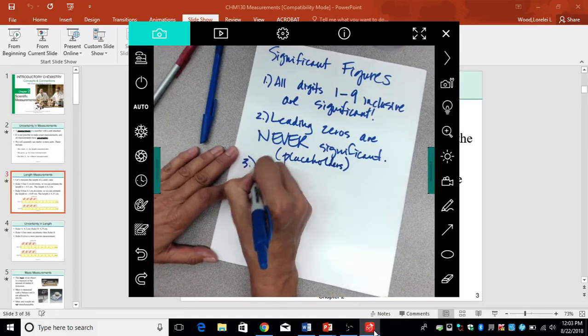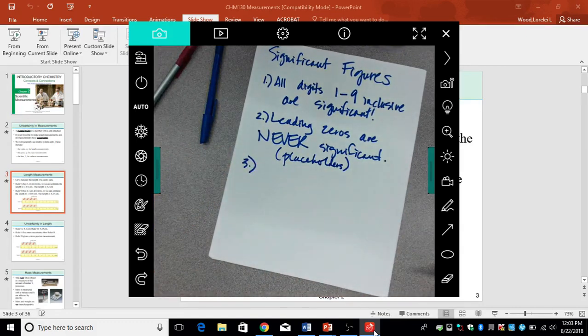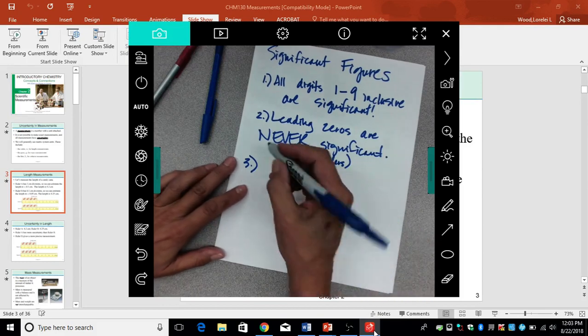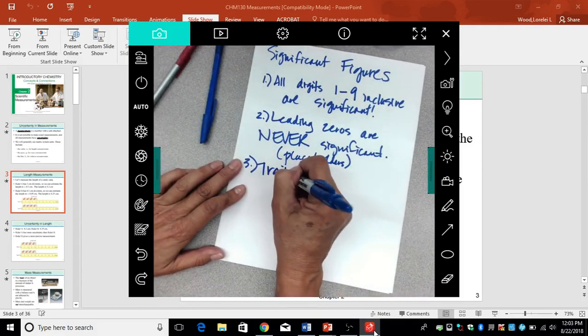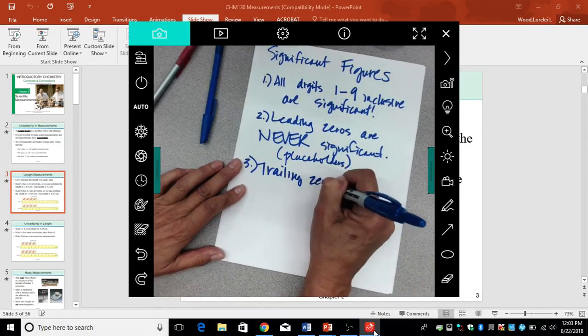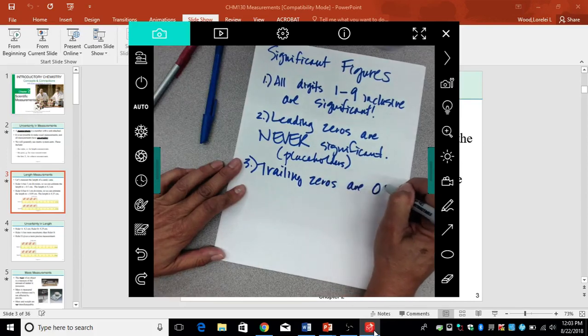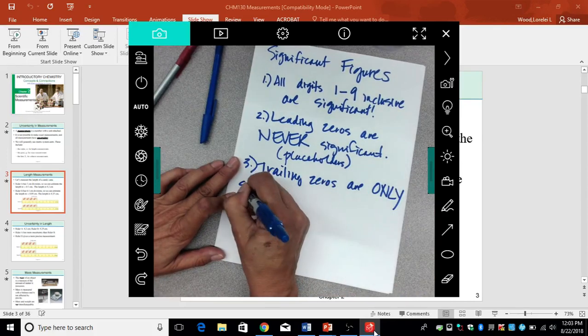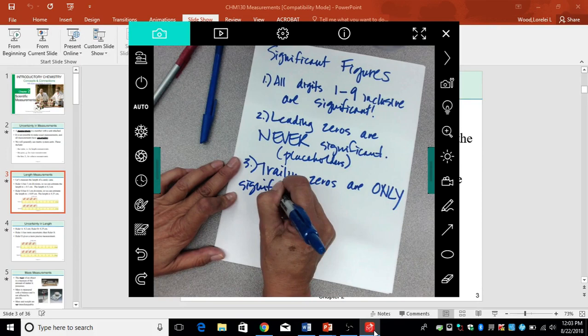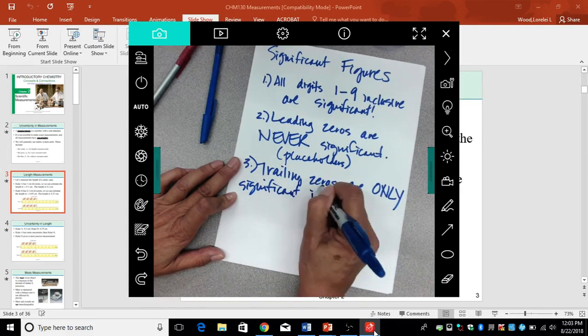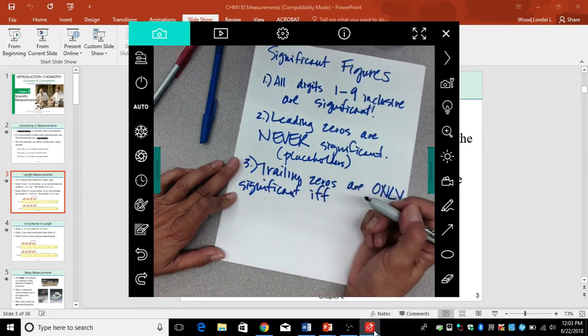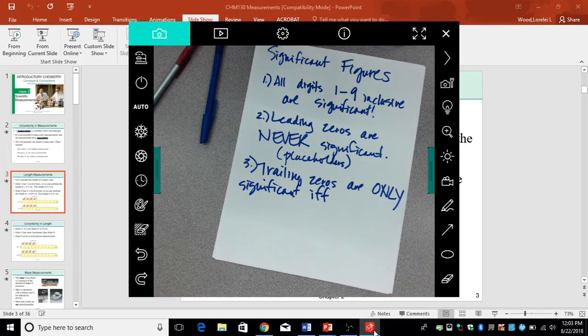Rule number 3, I like to boil this down to the simplest rules. Rule number 3, trailing zeros are only significant if, I'm going to use the calculus if. You guys know what the calculus if is?